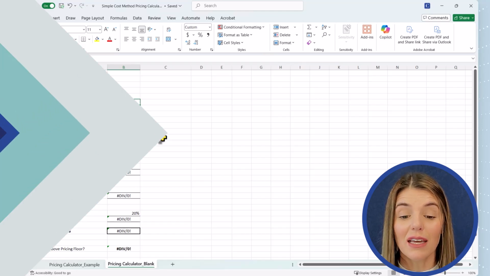And let's see, I think that's about it for today. Hopefully this has been helpful, helping you understand the pricing floor for your business and understand this cost method and teaching you how to do pricing. So hopefully this has been helpful.